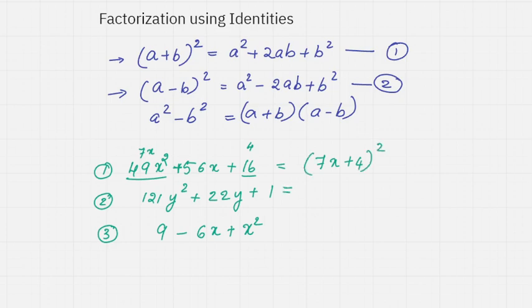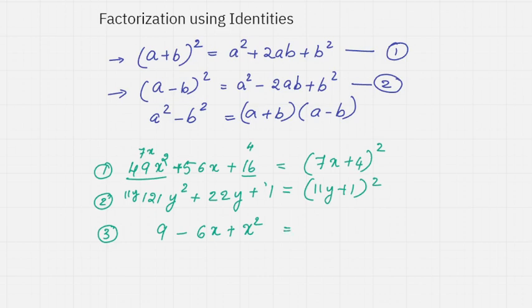Similarly, in this one, what is the first term? 121y square. So 11y is the square root of the first term and the last term here is 1. The square root of 1 is also 1, so this 1 is also a perfect square. Here the middle term is 2 into 11 into 1, that is 22. So our answer will be 11y plus 1 the whole square.